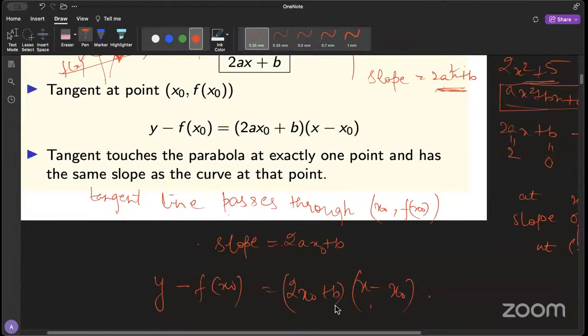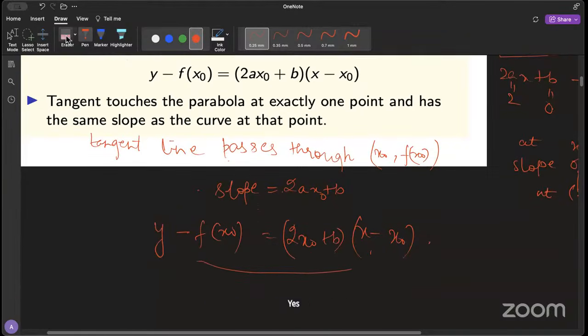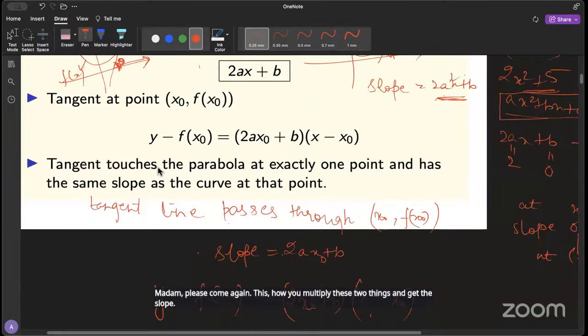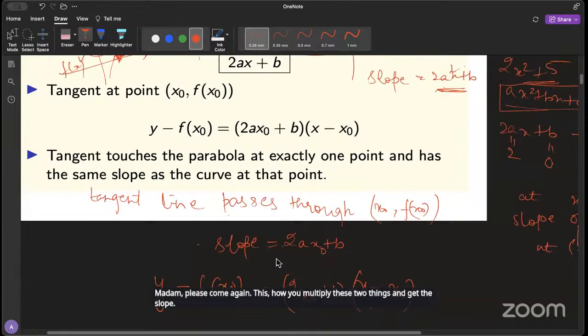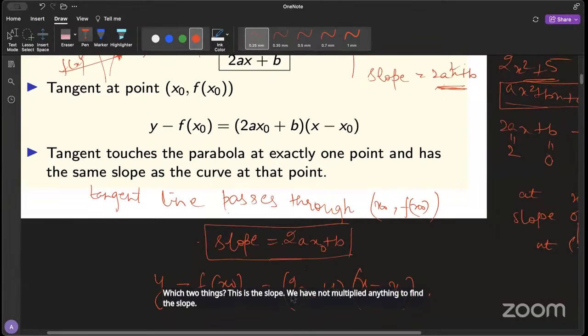Is this okay? So that's how you find the equation of the tangent. Ma'am, how do you multiply these two things and get the slope? Which two things? This is the slope. We have not multiplied anything to find the slope. This is the x minus x naught.